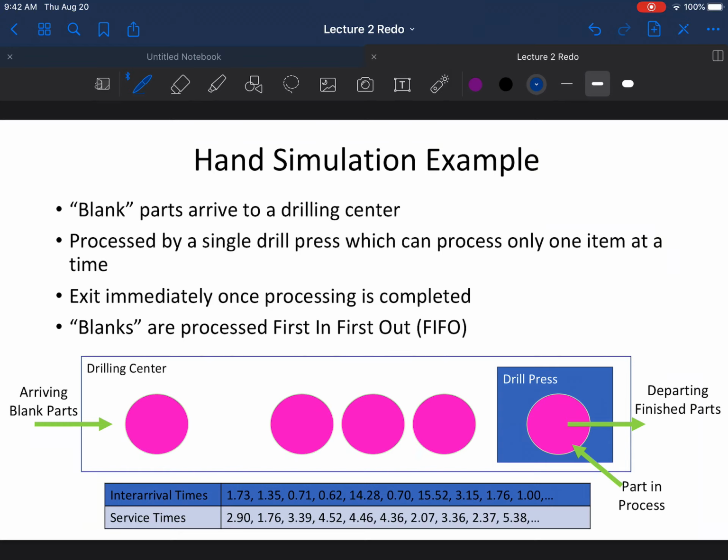We'll start with a hand simulation example. This just means we're going to compute it by hand, not use a computer. The generic idea is we have blank parts arriving to a drilling center. When we say blank, this is just the name of the part. They're processed by a single drill press, which can only process one item at a time. They immediately exit once processing is complete, and I should note they also immediately enter service once the drill press is free. Blanks are processed first in, first out.